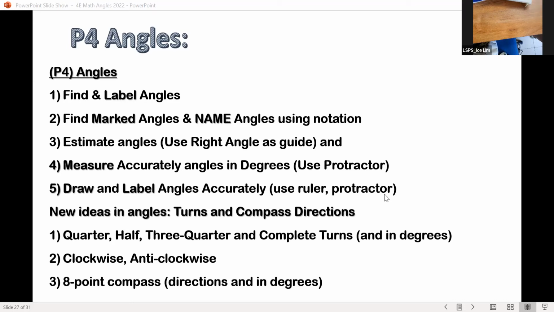Then there's a new section in angles, completely new ideas on turns and compass directions. On quarter, you see the fraction coming in as well. Quarter, half, three-quarter, complete turns, and their relationship with degrees, clockwise, anti-clockwise, and the 8-point compass.